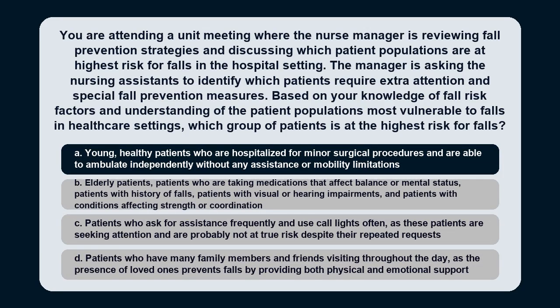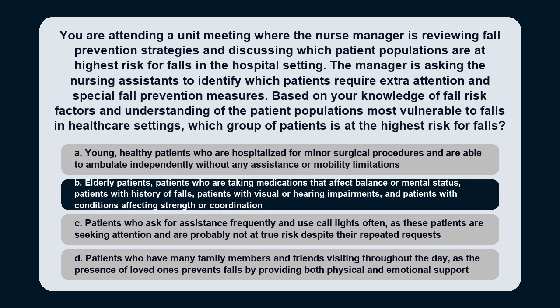Option A. Young, healthy patients who are hospitalized for minor surgical procedures and are able to ambulate independently without any assistance or mobility limitations. Option B. Elderly patients, patients who are taking medications that affect balance or mental status, patients with history of falls, patients with visual or hearing impairments, and patients with conditions affecting strength or coordination.